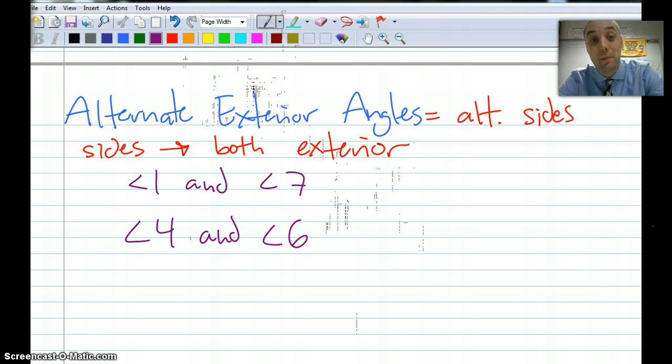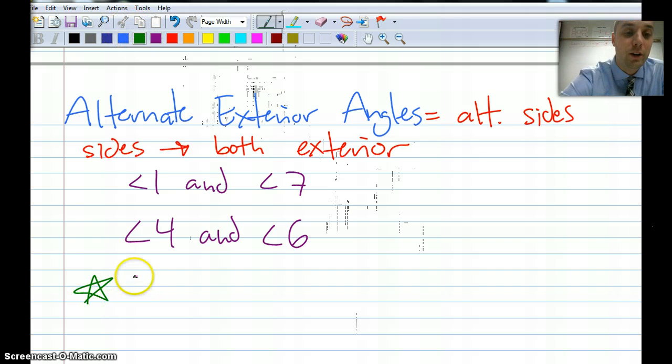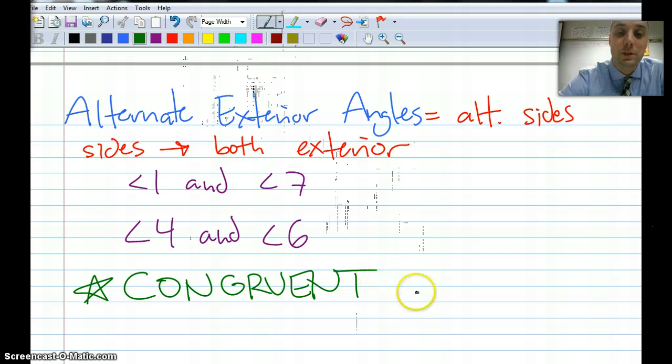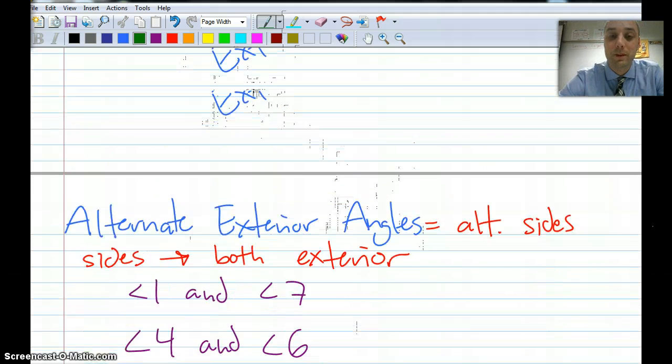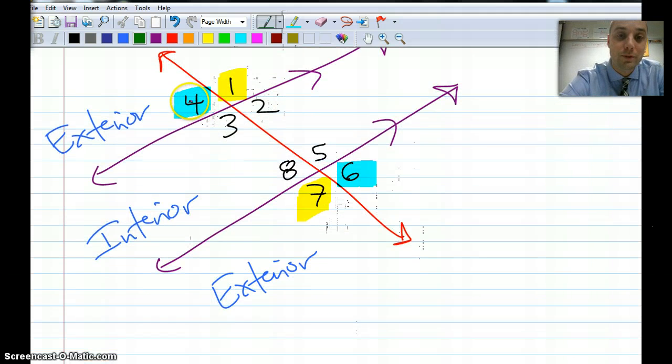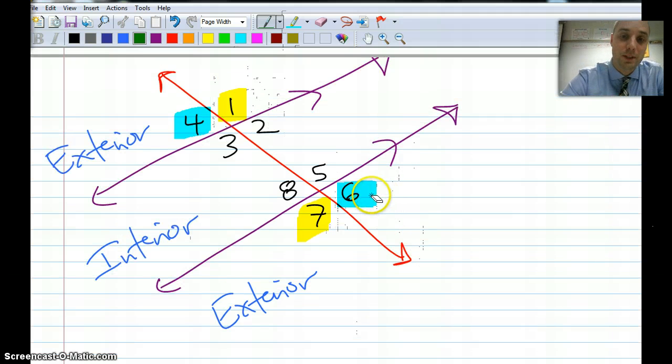I'm going to have you write this down, then we're going to come back and do an example a little bit later. So it'll make more sense in just a little bit. Make a huge note under here. Alternate exterior angles are congruent, or they have congruent measures, meaning they're the same. So if angle 4 is 45 degrees, so is angle 6. Angle 1 and angle 7 would have the same measure as well. Okay, I'm going to take these colors off because I'm going to use them for my next vocab. But those are alternate exterior angles.